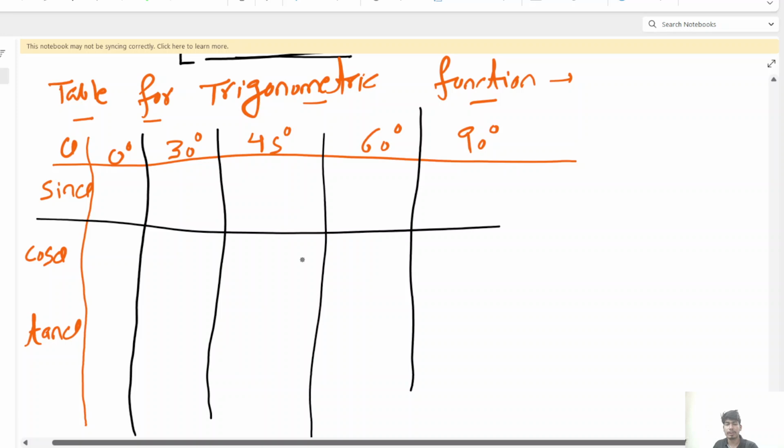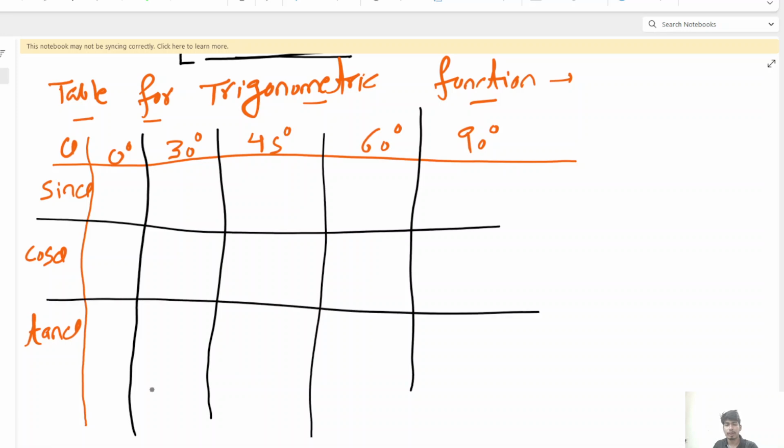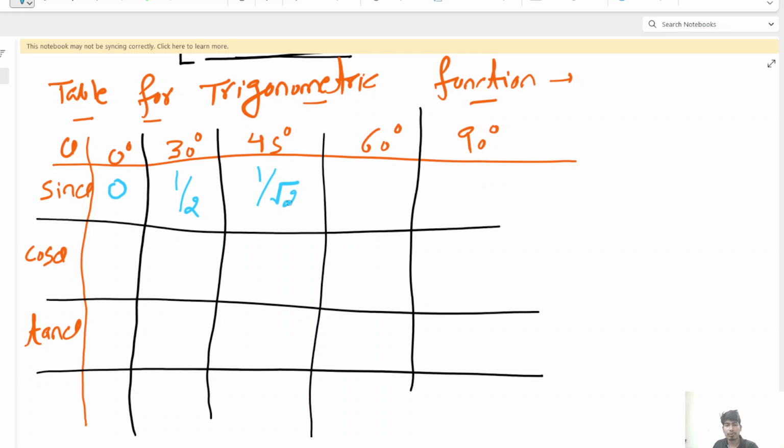What is the value of sine 0? Tell me. Sine 0 is 0. Sine 30 is 1 by 2. Sine 45 is 1 upon root 2. Sine 60 is root 3 by 2. And sine 90 is 1. Then cos 0 is 1. Cos 30 is root 3 by 2. And cos 45 is 1 upon root 2. Cos 60 is 1 by 2. And cos 90 is 0.